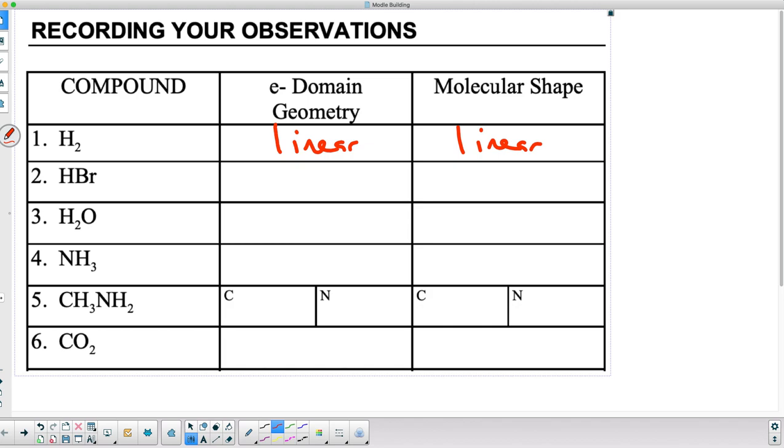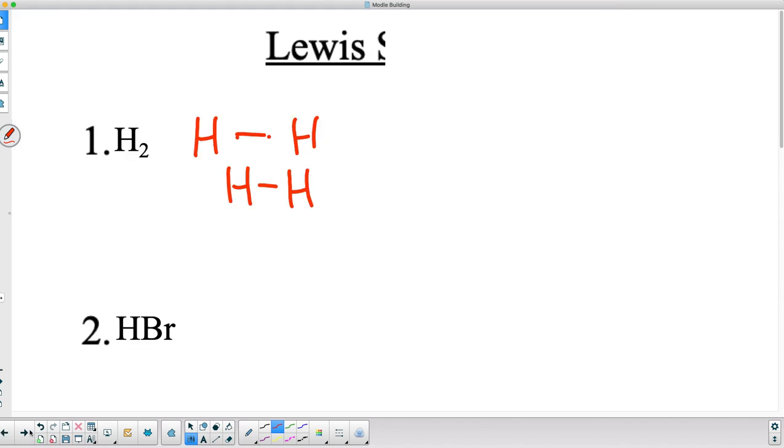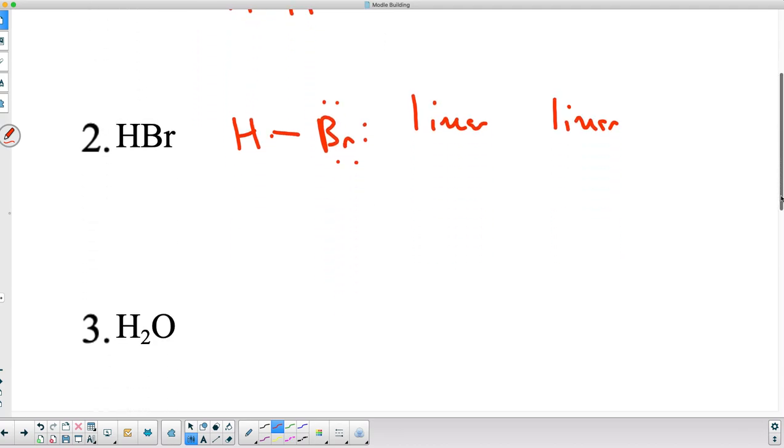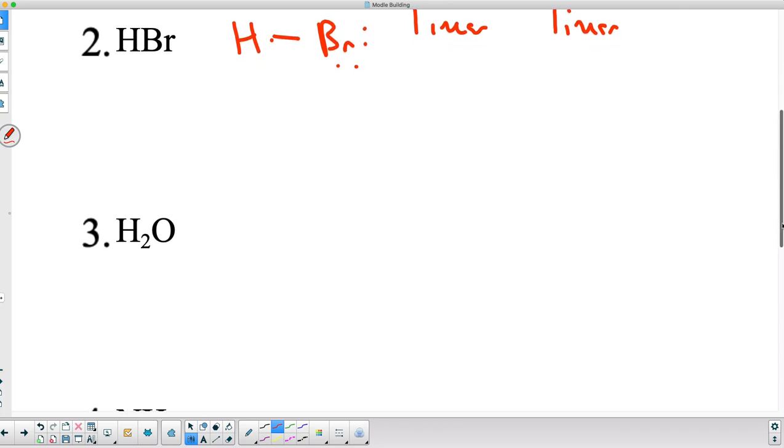So let's go back to HBr. HBr has 1, Br has 1, 2, 3, 4, 5, 6, 7, like that. The two single electrons are next to each other, so we bond there. Again, this is going to be linear because there's only one bond in between the two, and it's going to be linear again for a molecular shape. I'm going to do it like this instead of flipping back and forth because now I got to scroll down to these. So let's take a look at number 3, which is H2O.